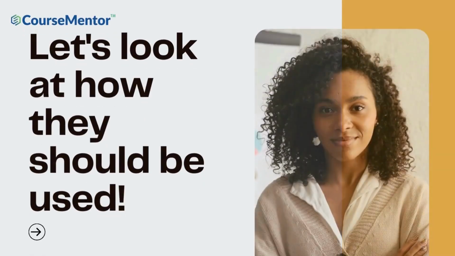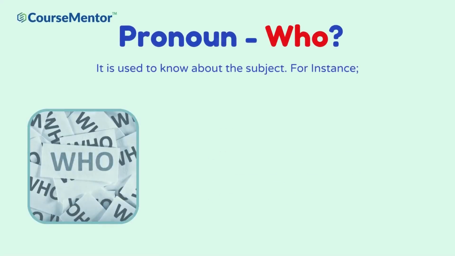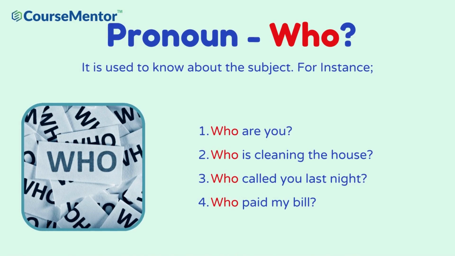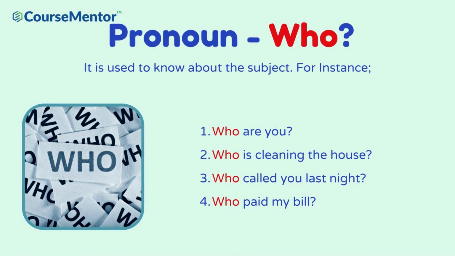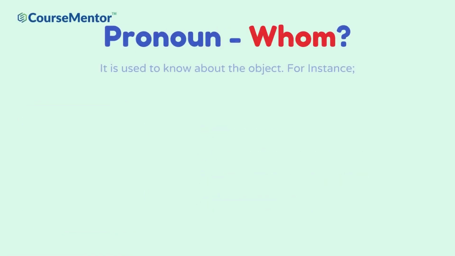Now let's look at how the interrogative pronouns should be used in sentences. Pronoun who. It is used to know about the subject. For instance, who are you? Who is cleaning the house? Who called you last night? Who paid my bill?